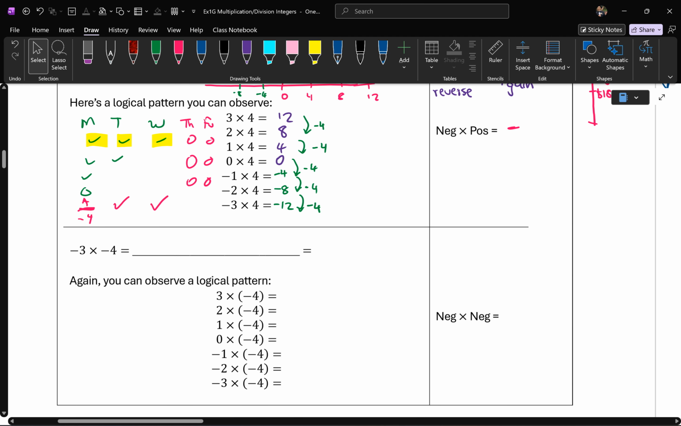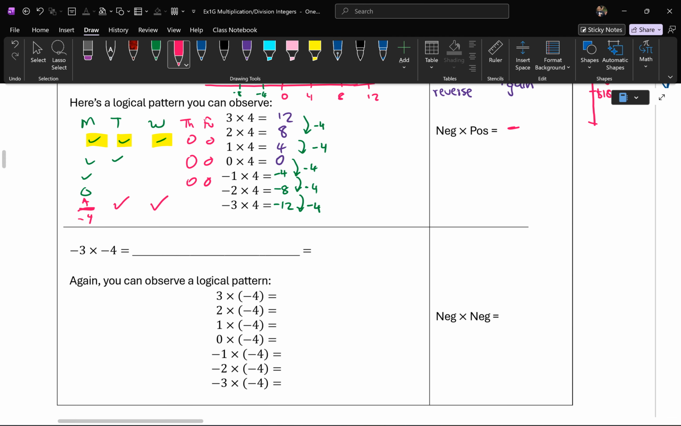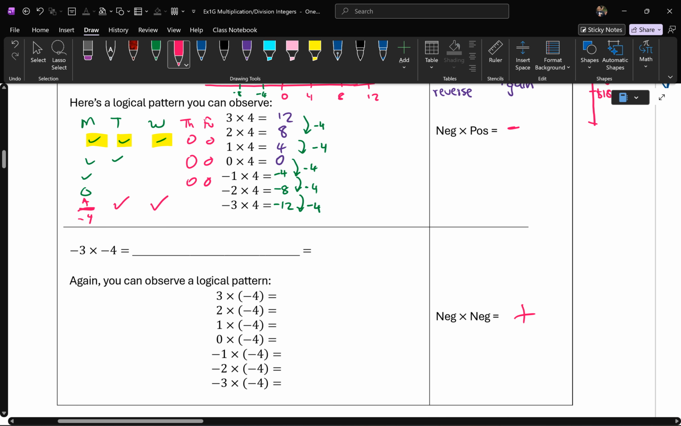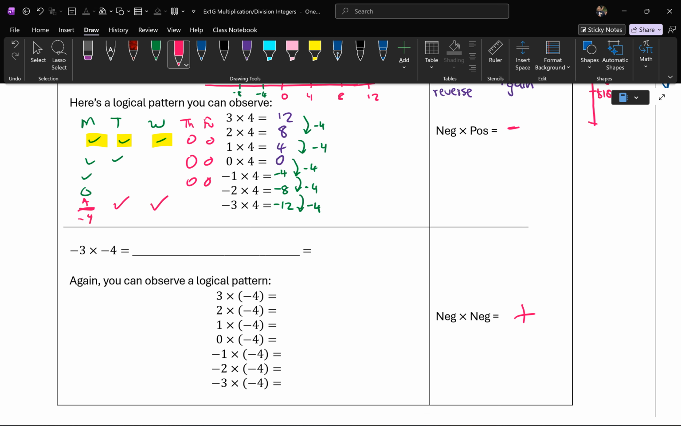-3 times -4. So if you follow the memorizing part, most students will know negative times negative gives you a positive. Thanks, Rory. I'm still speaking. Same with everyone else. Quinn, Rylan, Joachim. Sorry, Rylan.